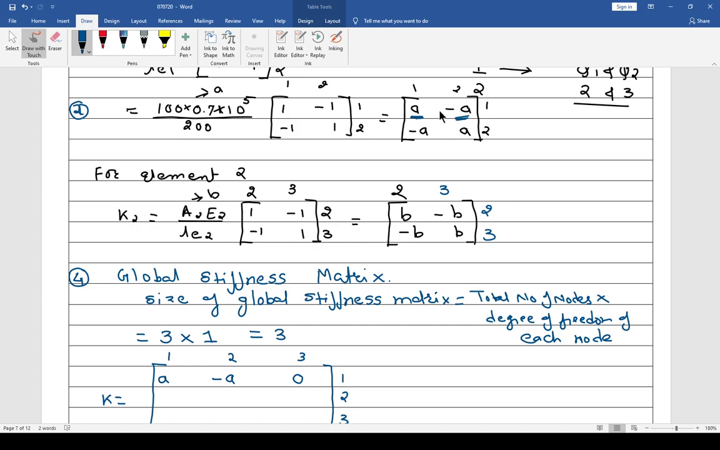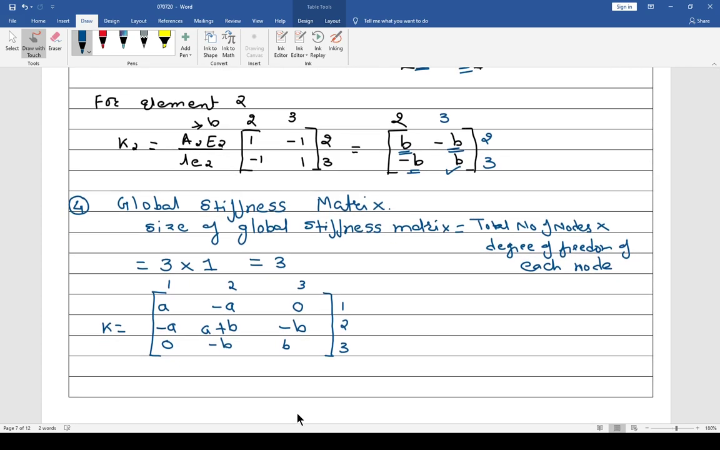2 1 is this element, so I could write minus A. 2 2 is A. At the same time 2 2 here also exists, that is B, so therefore this is A plus B. 2 3 is this element and therefore I will write minus B. 3 1 does not exist, therefore 0, and then 3 2 is minus B, and finally this element is 3 3 whose value is B. In this way I have prepared the global stiffness matrix.